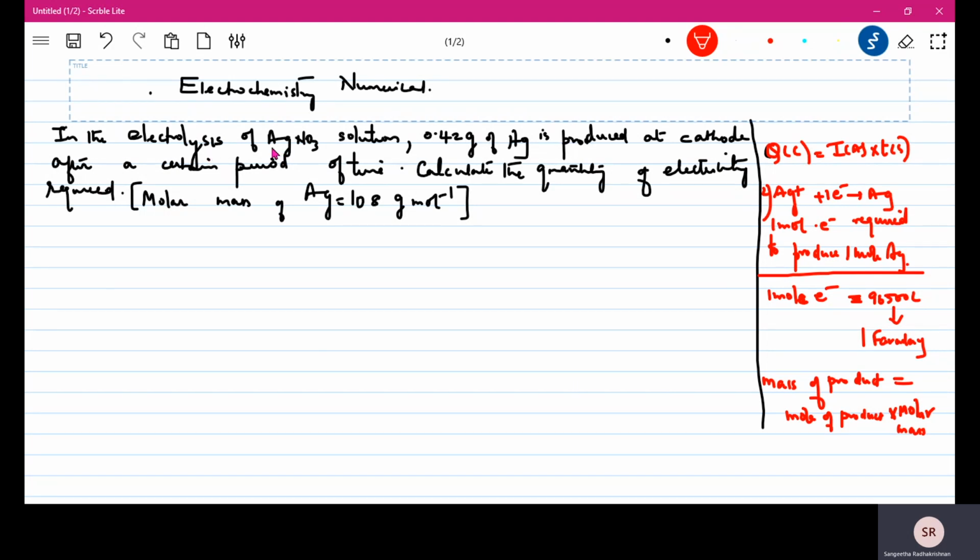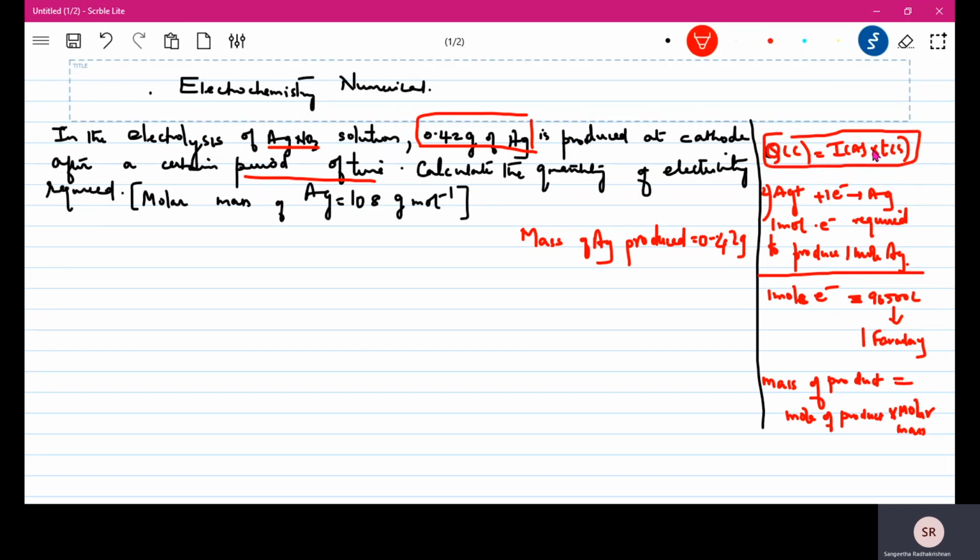In the electrolysis of silver nitrate solution, 0.42 gram of silver is produced. So how much silver is produced? So we got one fact, that is mass of silver produced is equal to 0.42 gram. After a certain period of time, so you do not know the time, calculate the quantity of electricity required. Okay, quantity of electricity required, this is what you need to calculate.